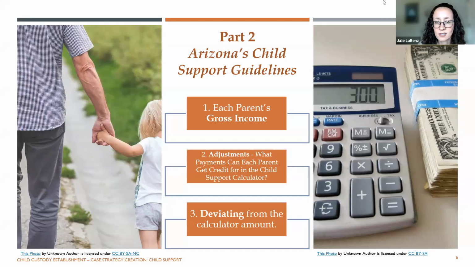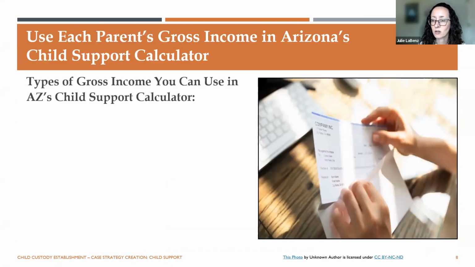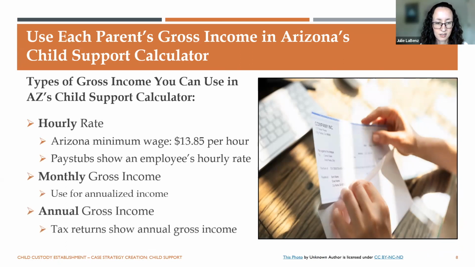Okay, so we're back on the slides and let's talk about how to determine gross income for the parents. We saw on the calculator where you input income on an hourly, monthly, or annual basis. So for an hourly rate, you can look at a pay stub, get an hourly rate. Arizona's current minimum wage is $13.85 per hour. That's as of 2023.